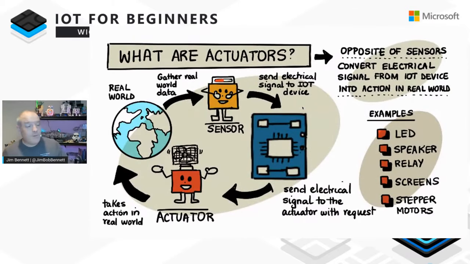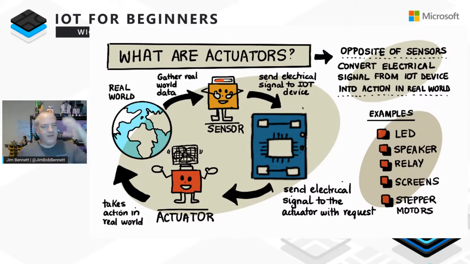Okay, so that's sensors. We talked about sensors. Let's now talk about actuators. And you can think of actuators as the opposite of sensors. So a sensor gathers real-world data. An actuator takes action in the real world.